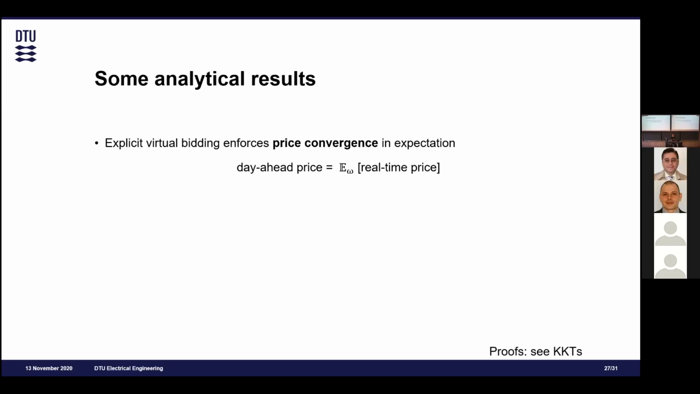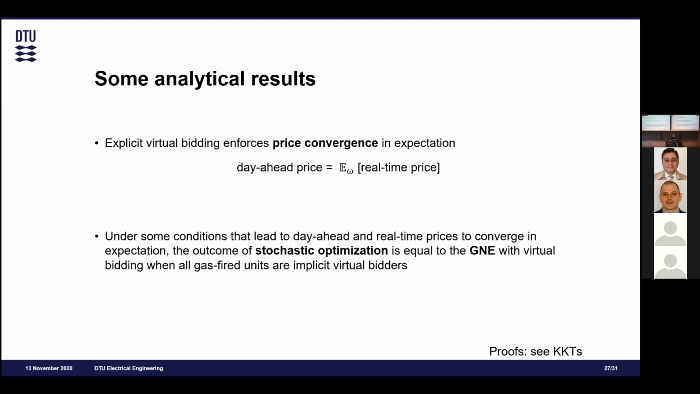Analytically, we can show that including explicit virtual bidders, both in the power market and the natural gas market, results in price convergence in expectation. So the day-ahead market prices are equal to the expected real-time prices. Another result is that under some conditions, even though the generalized Nash equilibrium problem we propose is not equivalent to the ideal benchmark of stochastic optimization, the outcome of these markets can actually be the same when we allow all gas-fired units to act as implicit virtual bidders.